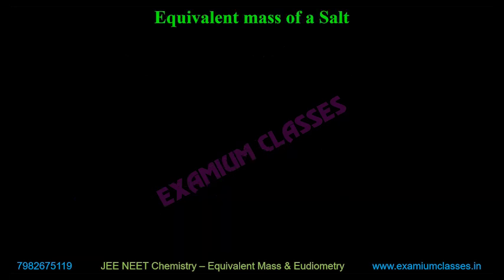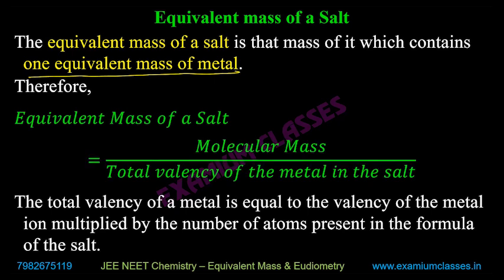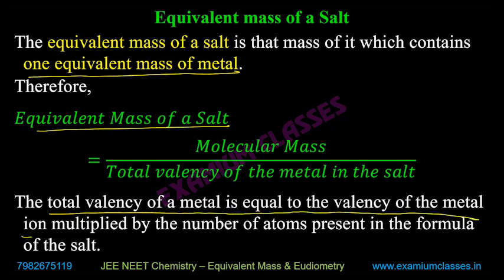Next, equivalent mass of a salt. In the case of a salt, it is the mass of it which contains one equivalent mass of the metal, because all the salts will have metal. That's why the definition includes metal. One equivalent mass of metal will decide the one equivalent of the salt. How? Total valency of a metal is equal to the valency of the metal ion multiplied by the number of atoms present in the formula of the salt.